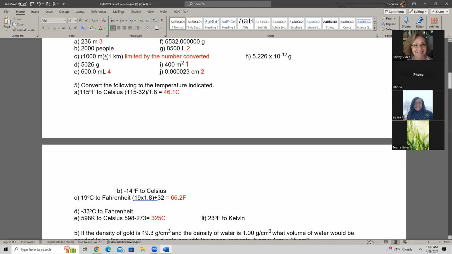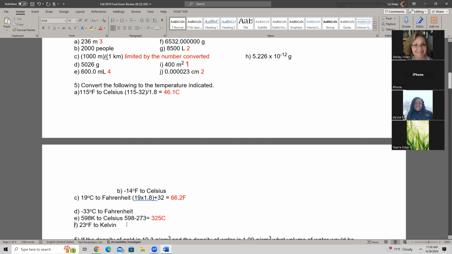Okay, and then the last one is my Kelvin. We want Fahrenheit to Kelvin, and we know that there is no direct connection. So we need to convert to Celsius first. So remember, 23 minus 32, yes, this is a negative number, divided by 1.8. And then you add 273 to the answer, right? And that'll give you your Kelvin. So basically, 23 minus 32, that is 9. And then plus 32, right? That gives me my Celsius.